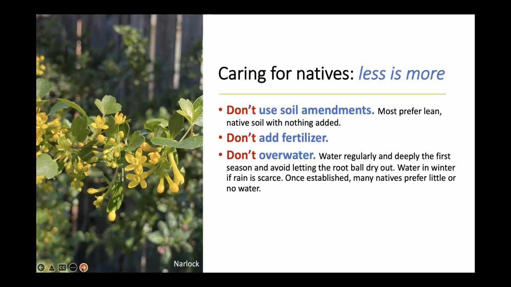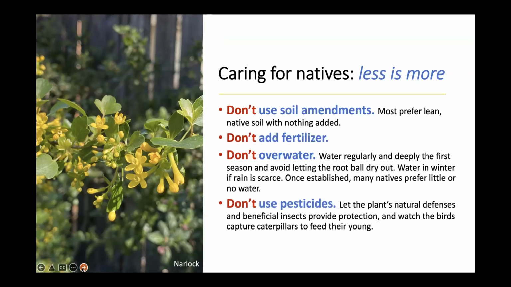Put the hose down, let it stay there until the whole area, a couple of feet around it, is really soaked. And then water in winter if rain is scarce. But once it's established, many of them are not going to require much or any water. Don't use pesticides. Let the plant's natural defenses and the beneficial insects provide the protection. And then watch the birds capture caterpillars to feed their young.